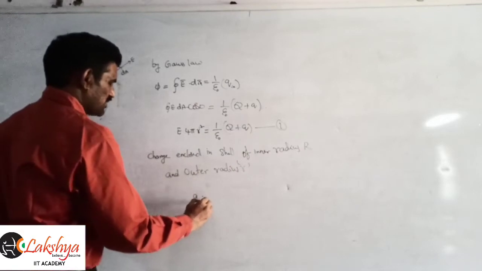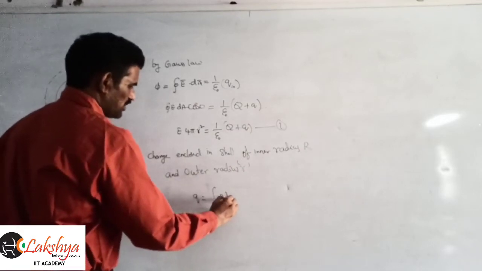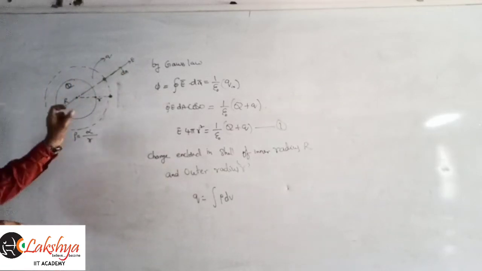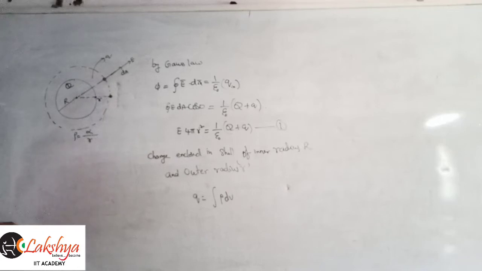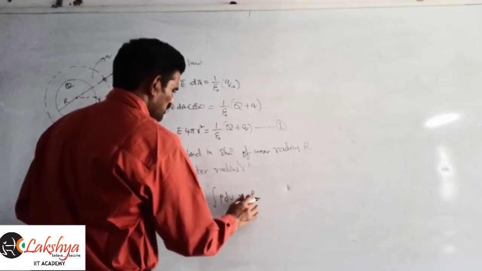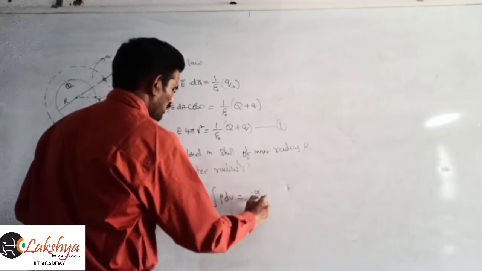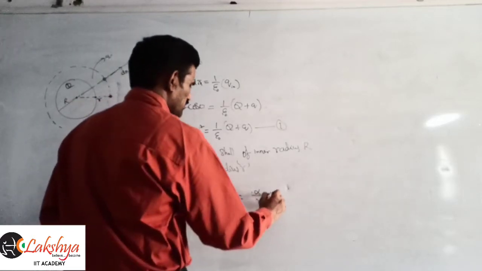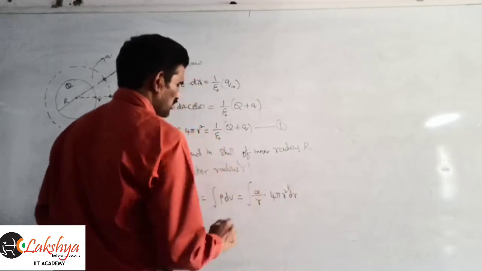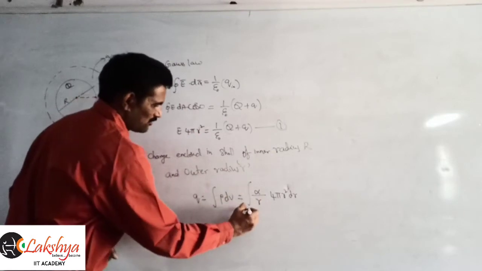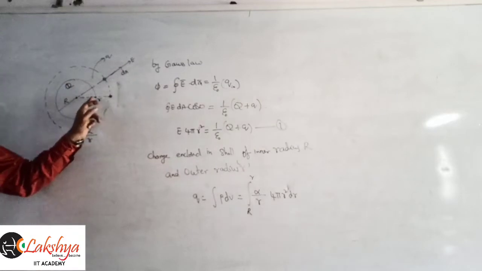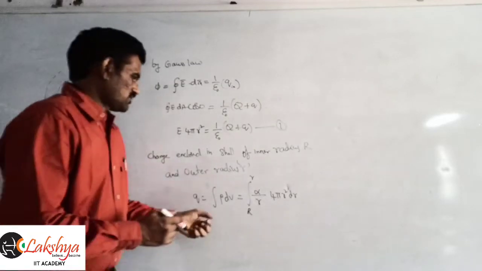Therefore that q is nothing but the integral of rho into dV. This dV means we need to take a spherical element and write the volume of that spherical element here. So I am substituting those values directly. This rho value is given as alpha by r. This dV value I am directly substituting, like our previous rule, 4 pi r square into dr. Now the limits are from capital R to small r. So now let us simplify this.